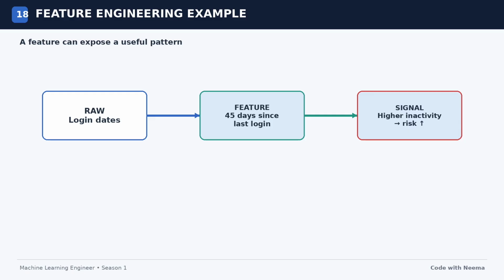Imagine the raw login history tells us that a customer logged in on January 1st, January 5th, and then February 20th. Instead of forcing the model to interpret dates directly, we can engineer a feature such as days since last login. This feature may provide a much clearer signal about customer engagement.